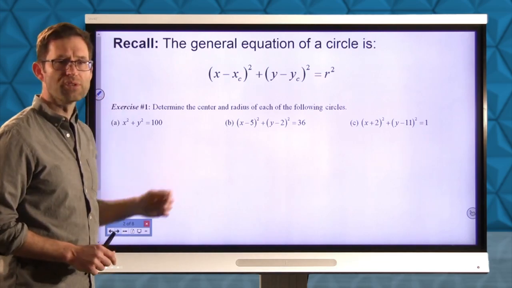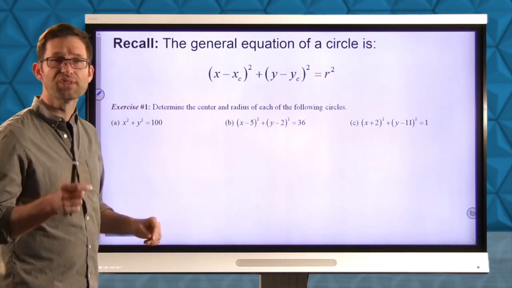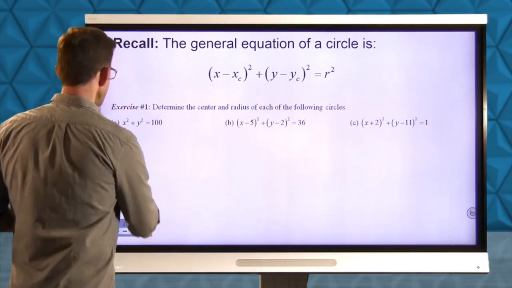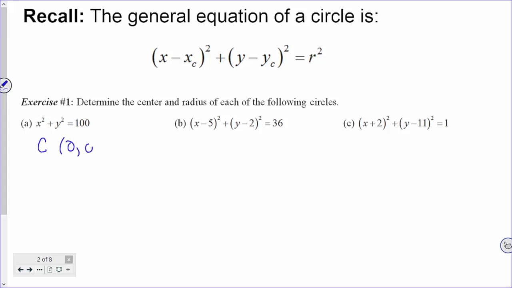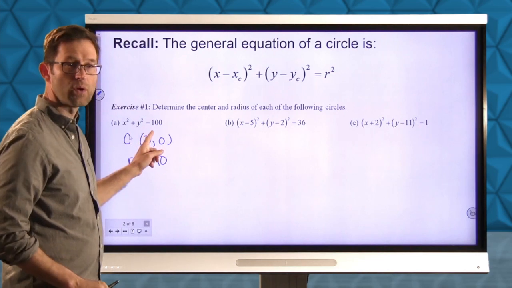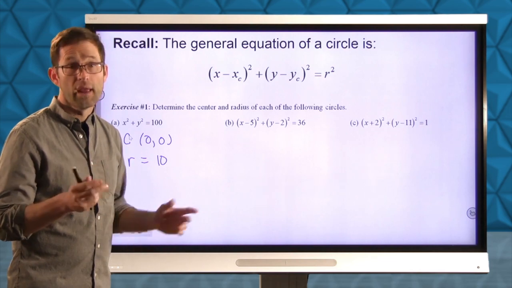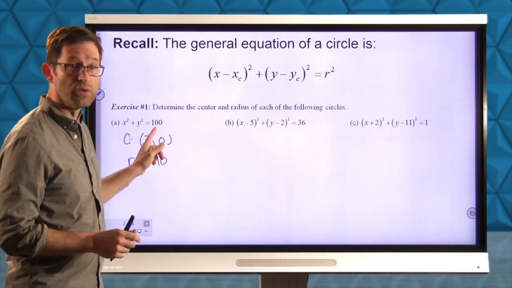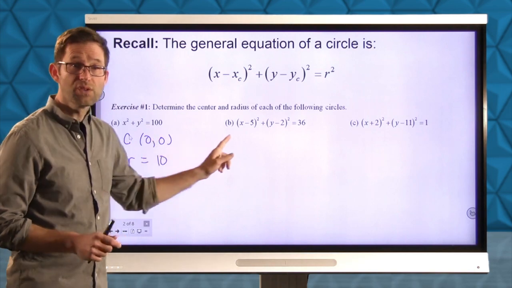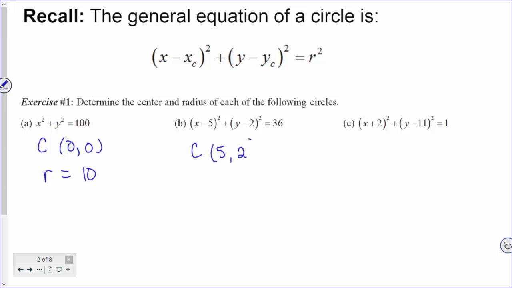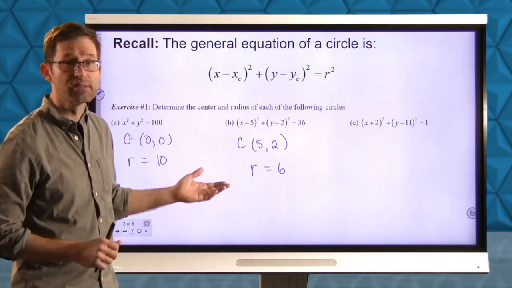x squared plus y squared equals 100. This is an example of a circle which is centered at the origin. Effectively, x sub c is 0, y sub c is 0. So the center is at (0, 0), and the radius is equal to 10. Remember, this number here is not the radius, it's the square of the radius. If you ever want to find the radius, you take the square root of that number. So when we move over to this equation, our center is at (5, 2), and our radius is 6.